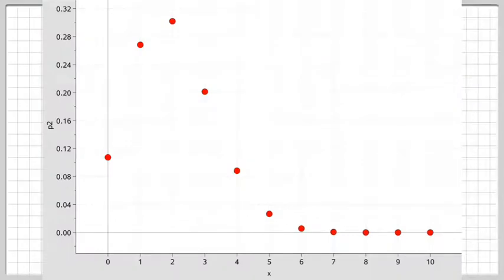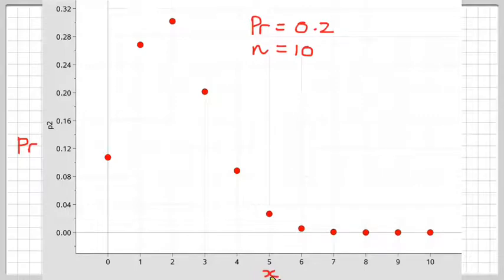There it is. It's nice, isn't it? So that's probability, that's the number of successes, where PR is 0.2 and the number of trials is 10. And of course we are expecting, out of 10 trials, 2 successes, and that's the most probable outcome. There you get it, see? It's beautiful, isn't it?